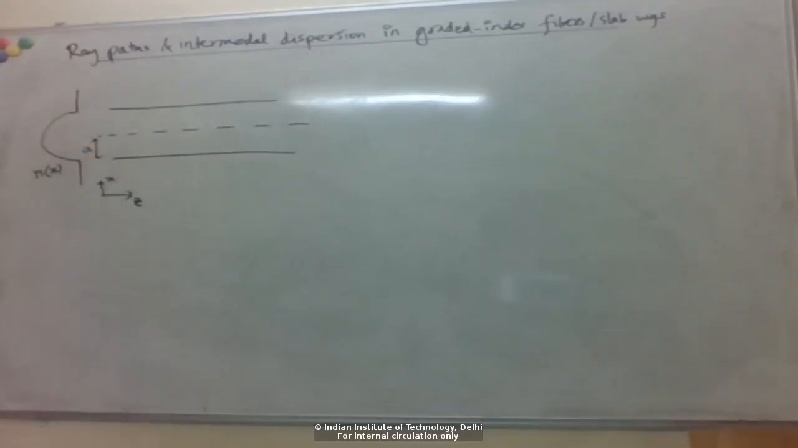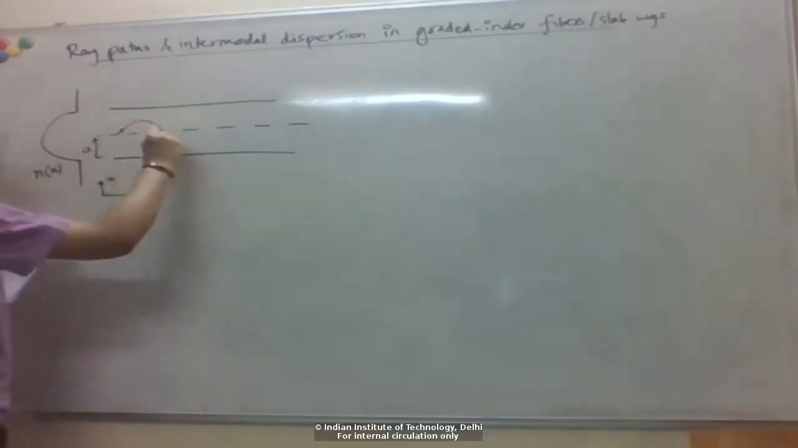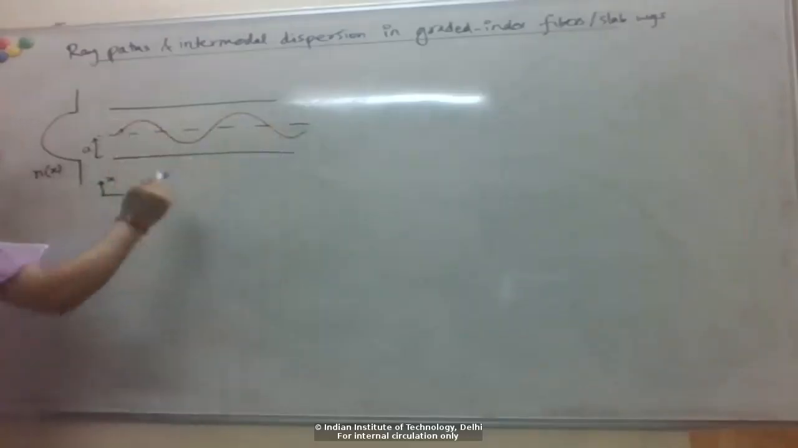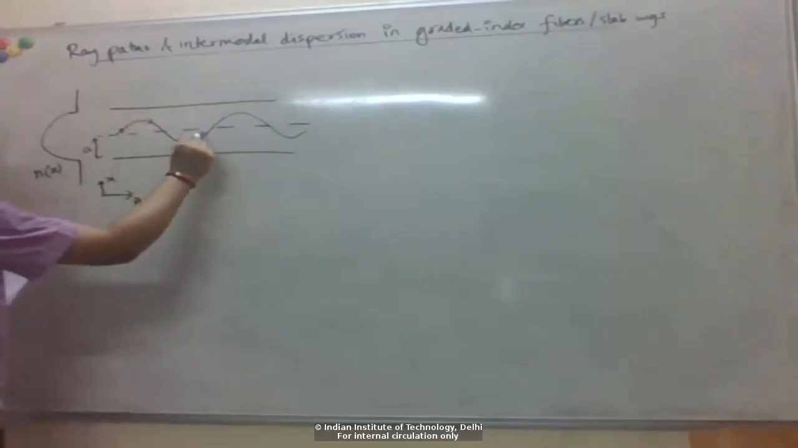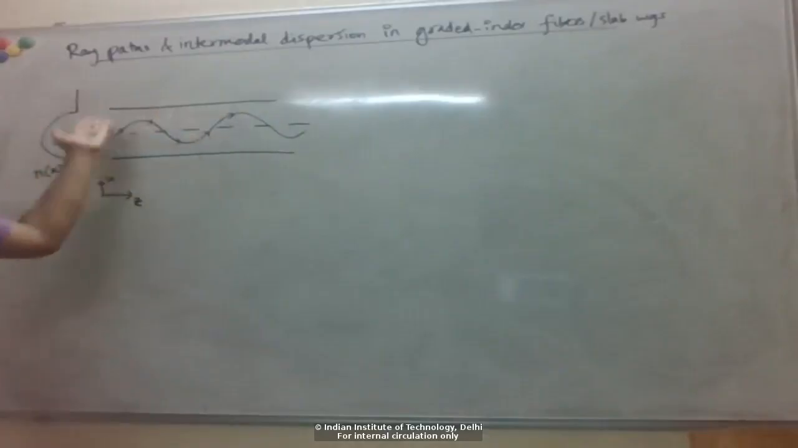Last time we discussed that if we launch a ray at some angle to the axis, the path taken is now a curved path, not straight lines, because the refractive index is continuously varying. So now the core is an inhomogeneous medium. In case of the step index, the core is a homogeneous medium, everywhere the refractive index is the same, but in graded index the core becomes an inhomogeneous medium.